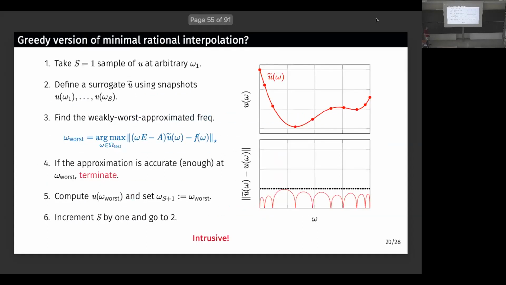So just to answer the next question, of course, because I've asked it for all the methods: can we develop a greedy algorithm, an adaptive algorithm for minimal rational interpolation? And the answer is kind of, in the sense that we can set up exactly the same kind of algorithm as for the weak greedy Loewner framework, but we're still left with the problem that evaluating the residual is intrusive. So what I did in my PhD was to find out that the structure of this residual is actually simpler than you might imagine.